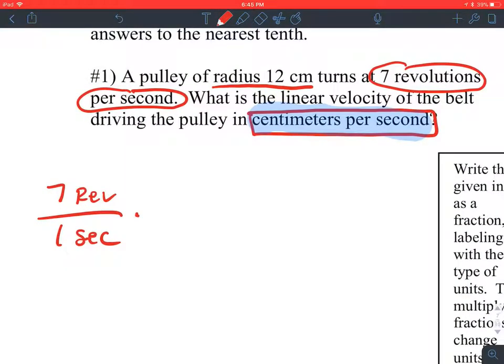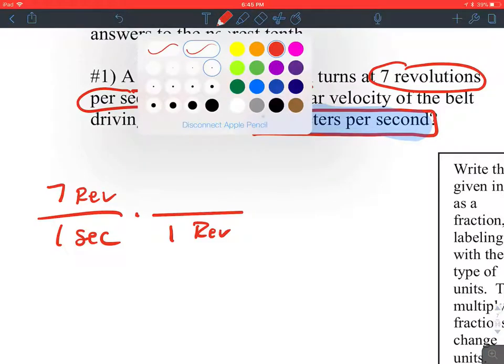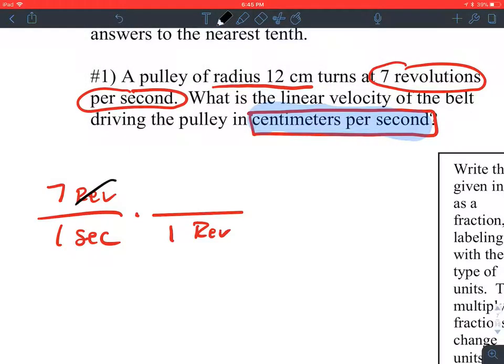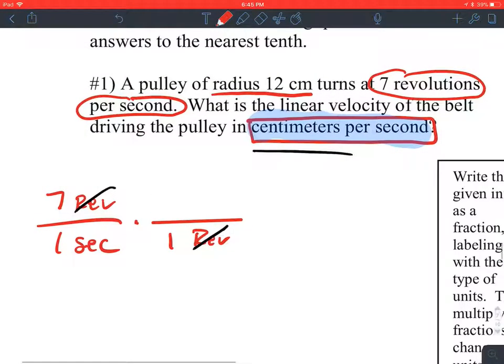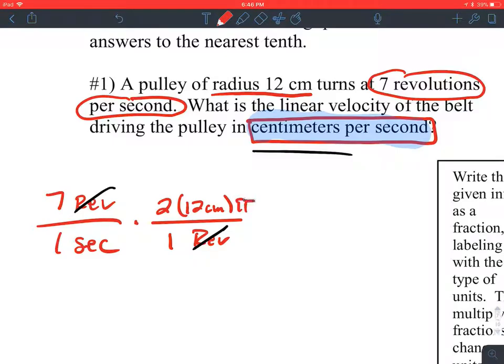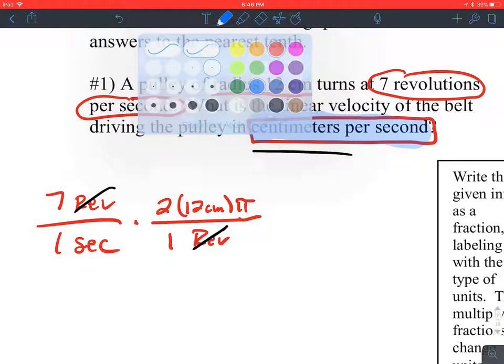So we're going to multiply this by 1 in the form of something divided by revolution. Why is that on the bottom? So we can cancel revolutions and revolutions. To get centimeters, we're going to use circumference. We're told the radius is 12. 2 times the radius, 12 centimeters, times pi. This is equivalent to the circumference.